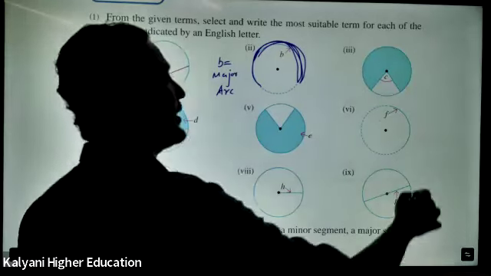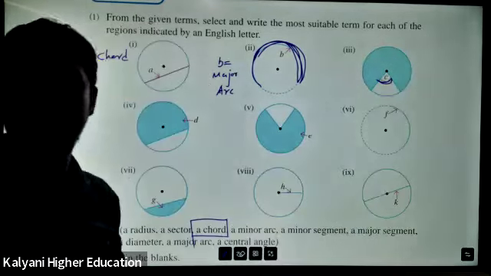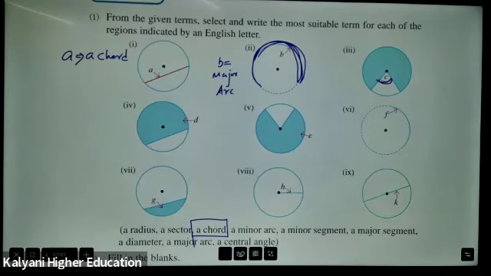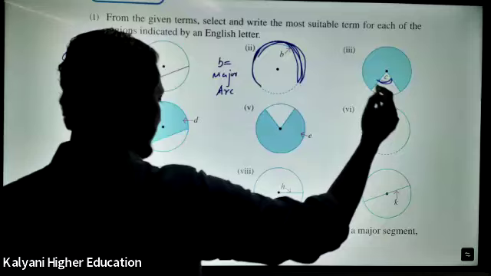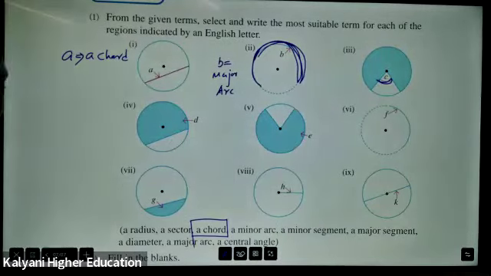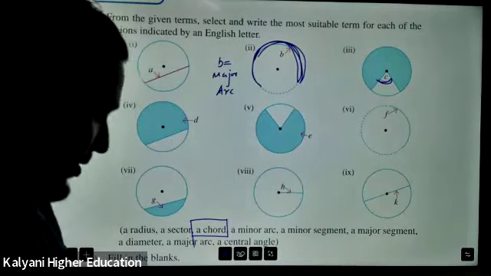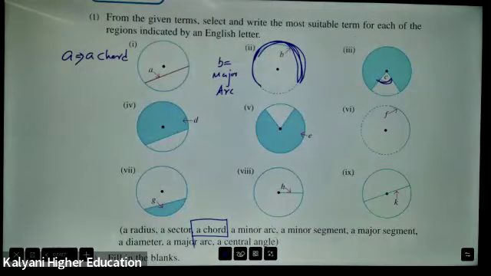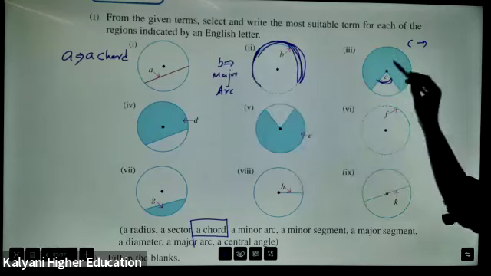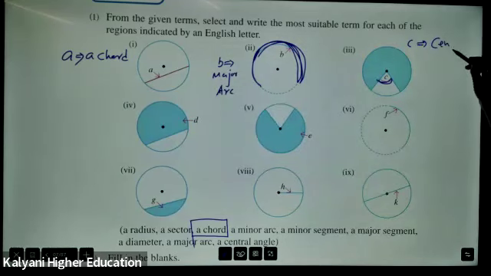Then you can see the third one, there is an angle. That angle is between two radii, and it's at the center. So what is the name of that? Central angle. The letter is C. Do you have the word central angle? Yes. So at the end, C is the central angle. Right, fine. Next one.